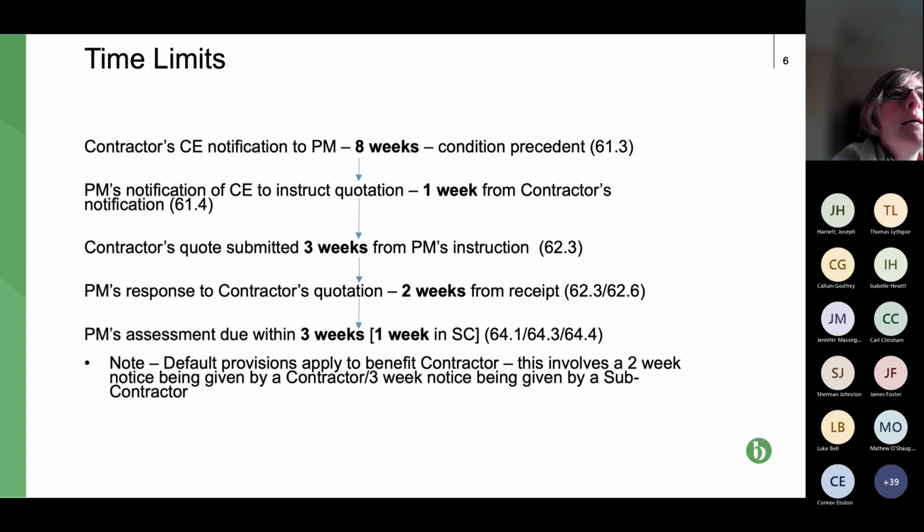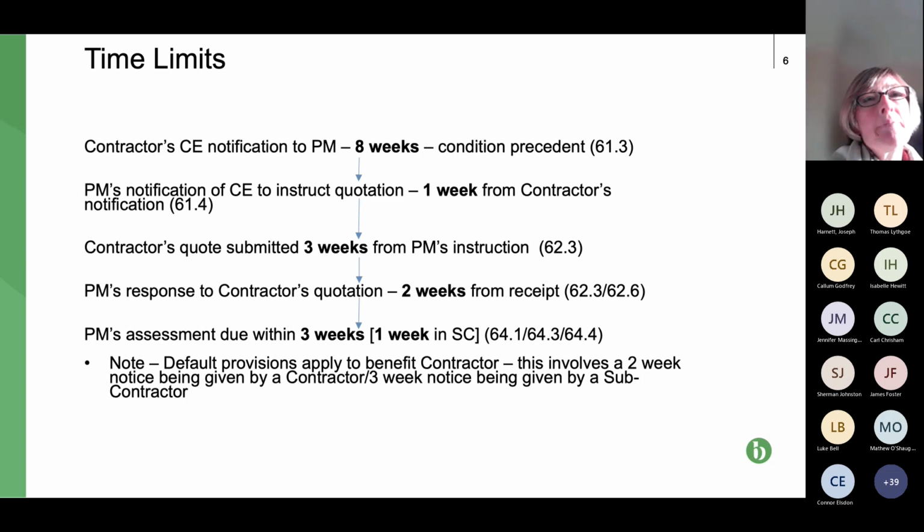So if, for example, third line down, the contractor submits a quote within 3 weeks from the project manager's instruction, the contractor submits it, and then we can see the next line down, the PM has 2 weeks to respond.